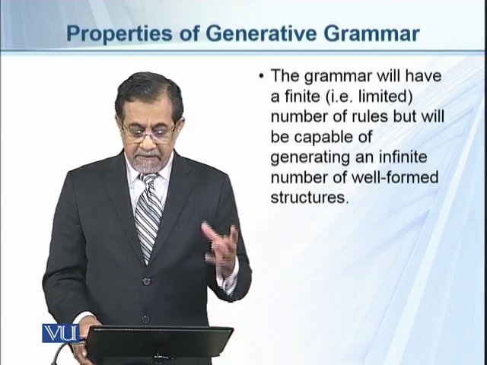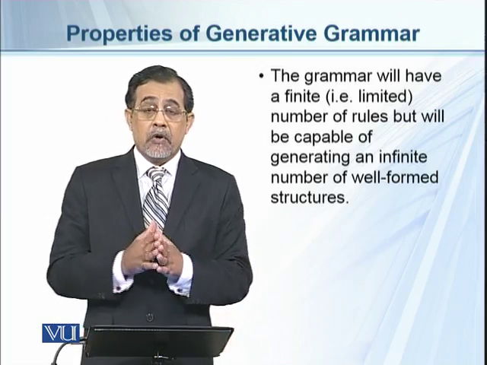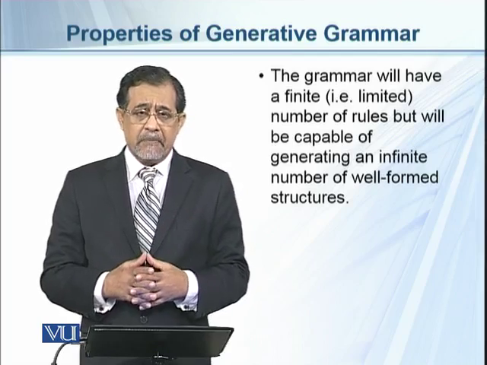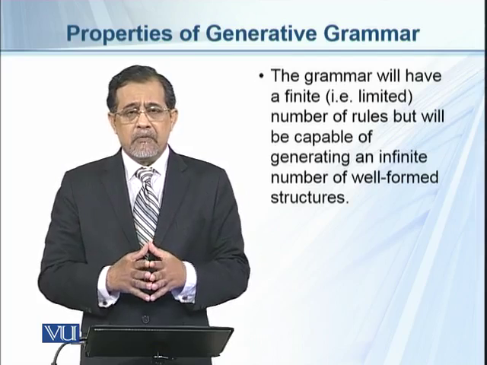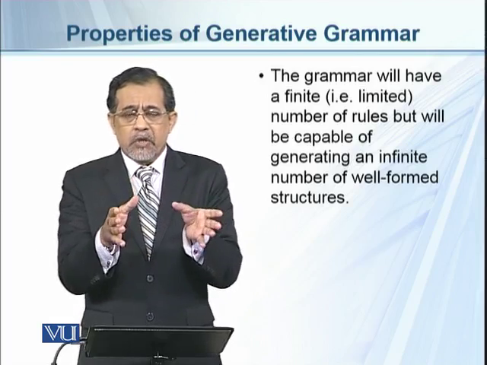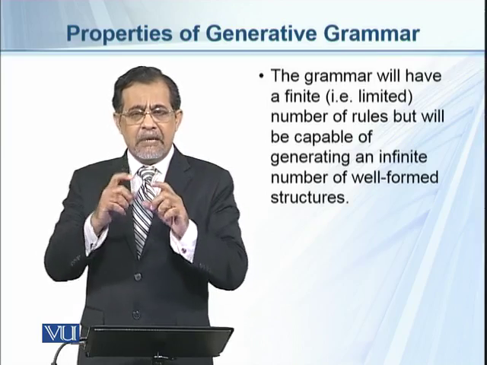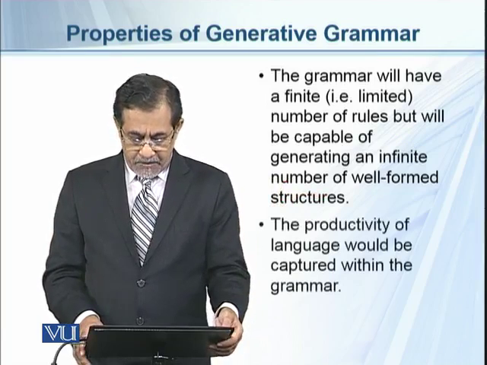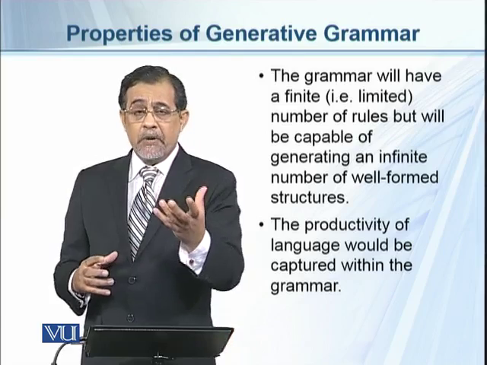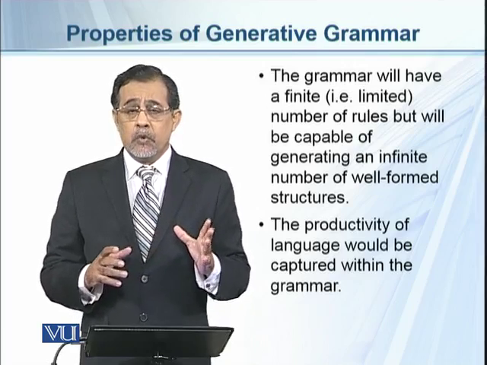Second property is that grammar will have a finite number of rules but will be capable of generating an infinite number of well-formed structures. We all know the rules of grammar are limited, right? You can think of this in terms of the books of grammar that you can have with you. So they are limited. We have very few structures in the language. There are 6 or 7 structures of sentences in English language. But on those structures, we can make limitless sentences, right? So this second property is that with a limited number of rules, we can make unlimited sentences. The productivity of language would be captured within the grammar. I mean, whatever new types of sentences we produce, they will all conform to the rules of the grammar, to the finite number of rules in the language.